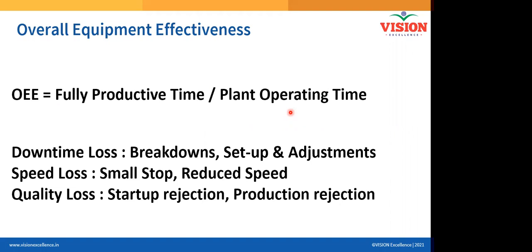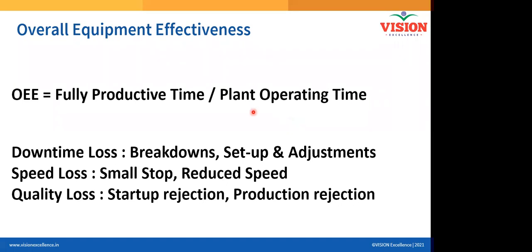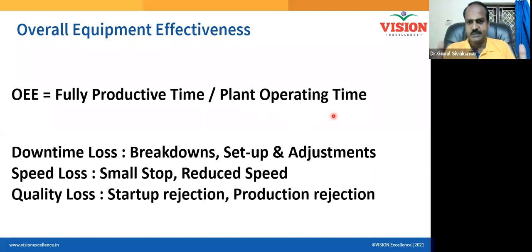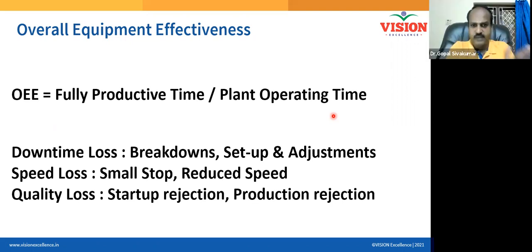30 or 31 days. If I run all the 3 shifts, 31 days into 24 hours. So plant operating time is basically the maximum time period during which you can run your plant. But do you really run your plant all the days? Or no, we give holidays, right? So only a certain period of the total operating time, the plant is productive. That is the numerator, fully productive time divided by plant operating time.